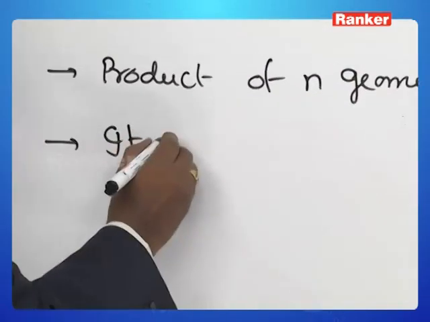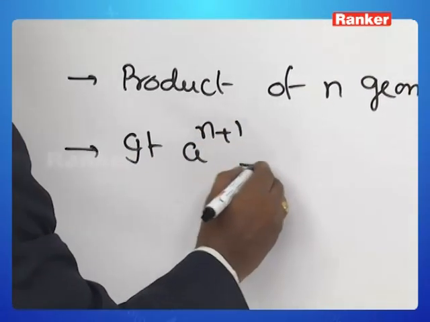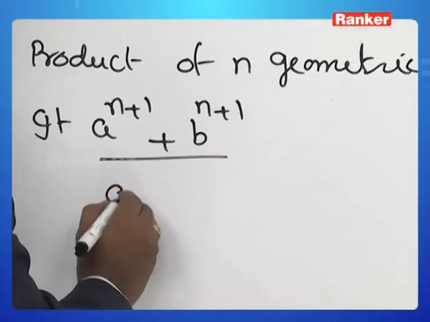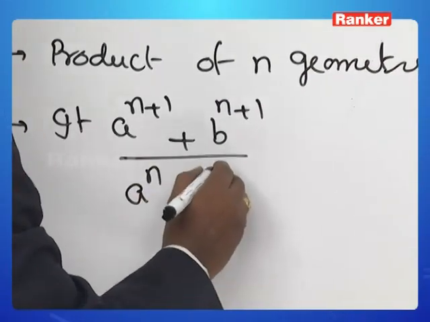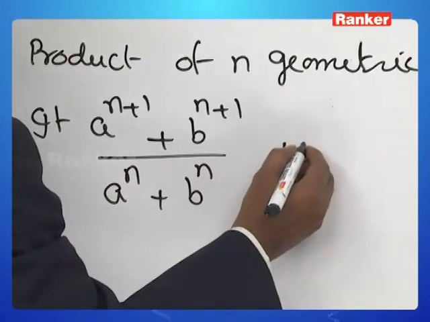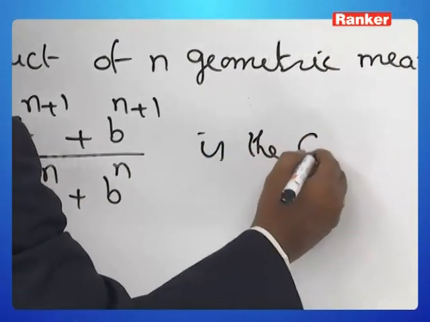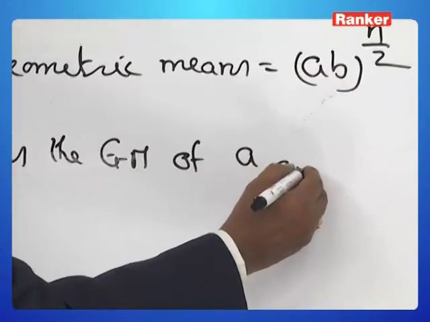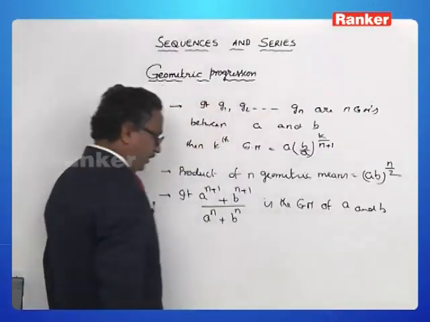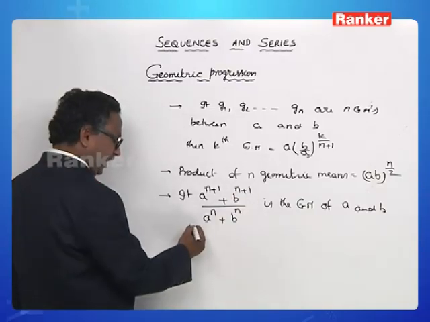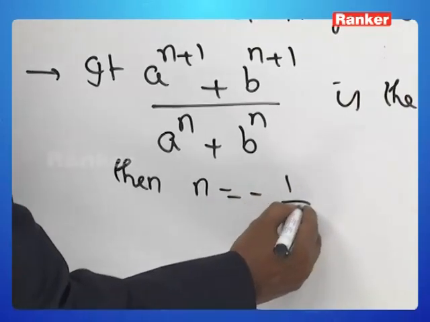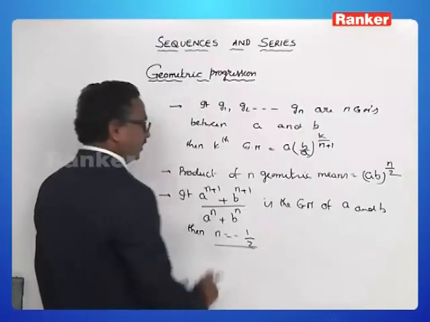If A to the power of n plus 1 plus B to the power of n plus 1, divided by A to the power of n plus B to the power of n, is the geometric mean of A and B, then we can say that n is equal to minus 1 by 2. This is an important bit.